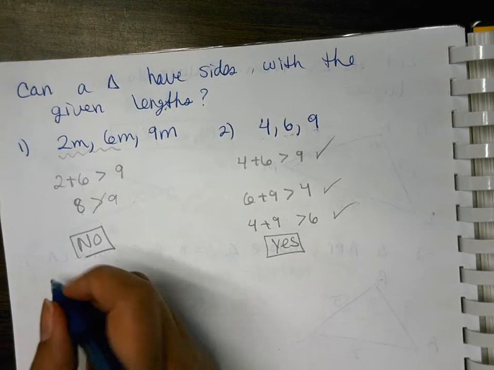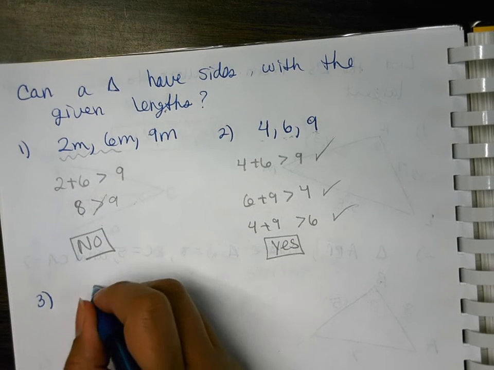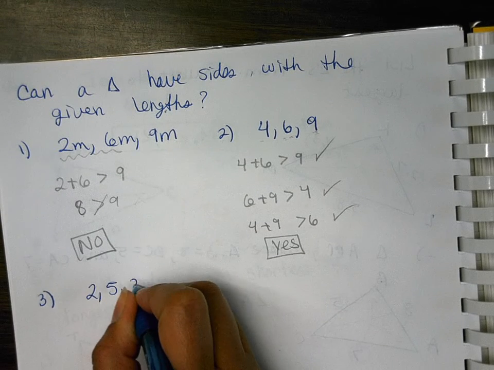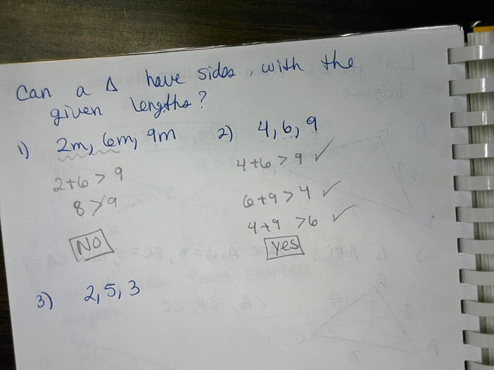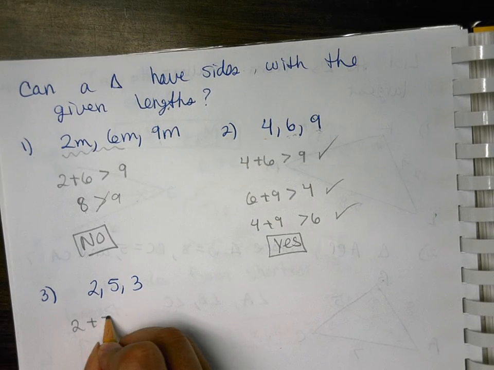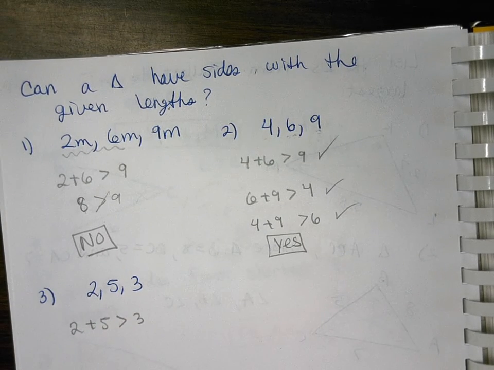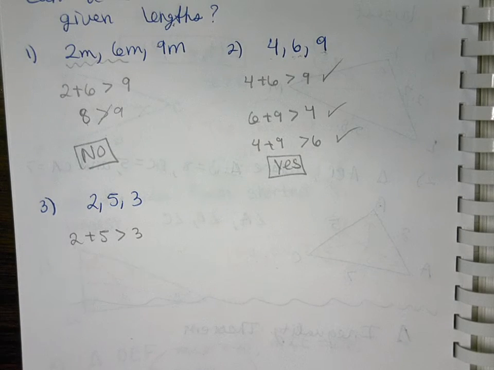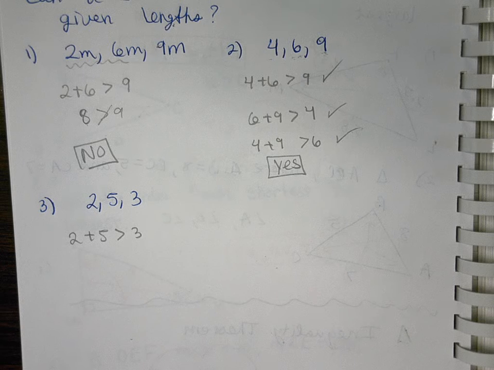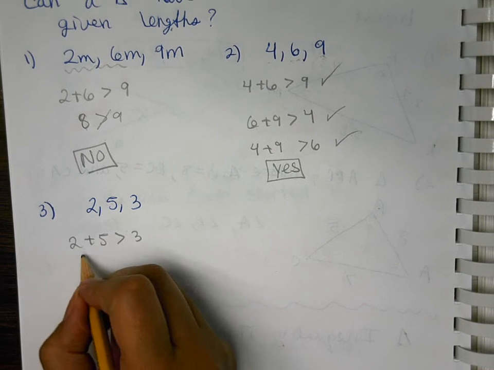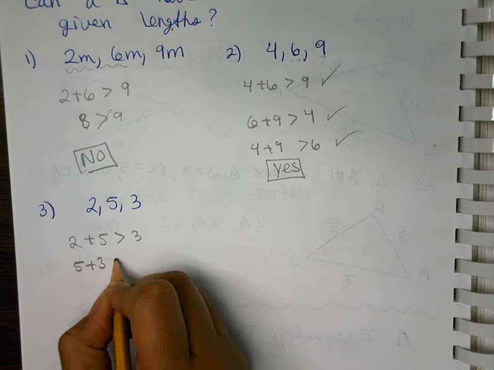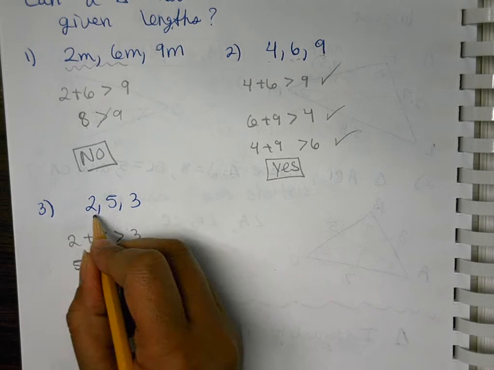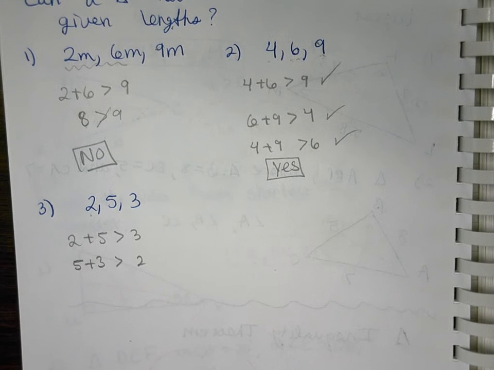So let's try another one. Number 3. 2, 5, 3. And I want us to go in order. 2 plus 5 must be greater than 3. And we're checking, is that true? Is 2 plus 5 bigger than 3? Yes. I'm going to do the first, the middle, and the last. 5 plus 3. What is that? 8. Is that bigger than the 2? Yep.